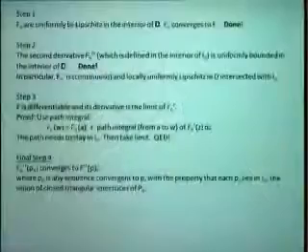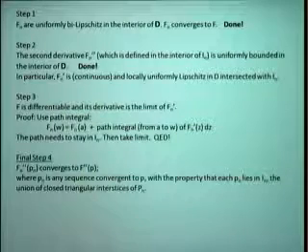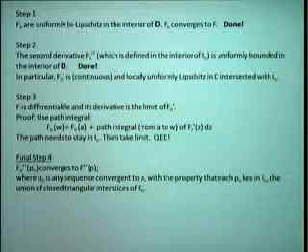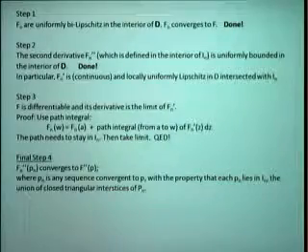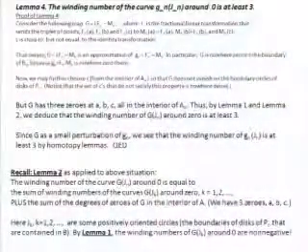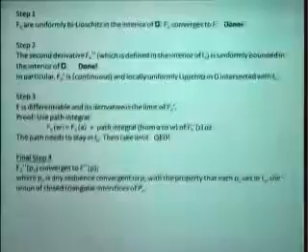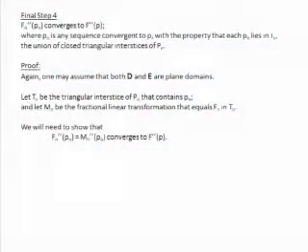Now, the final step, actually this is going to be the key, and it's very simple, shows that the second order derivatives also converge. This uses the same lemma 4 here, the winding number idea. So the proof goes as follows.